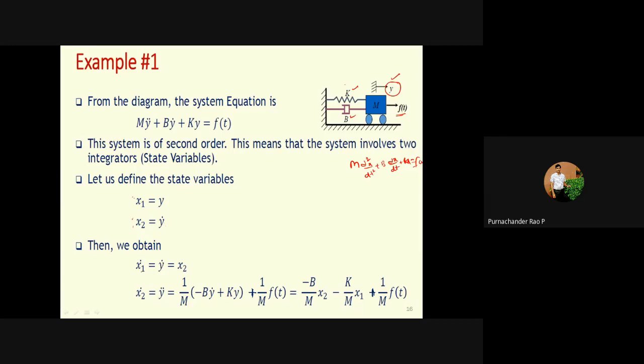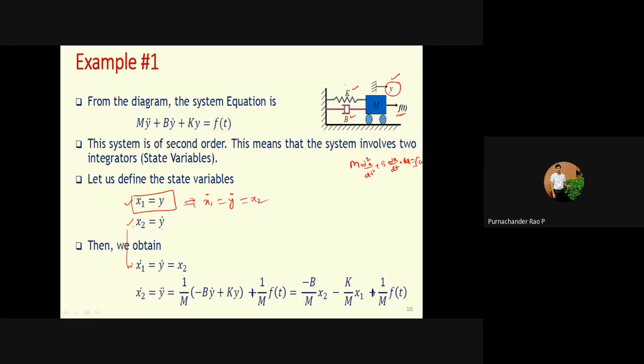Then what is x1 dash? X1 dash is equal to y dash. Normally x1 we assumed as y, and therefore x1 dash is equal to y dash. But y dash is equal to what we assumed here again, which is x2. So this is your first equation. And then x2 dash. You need to differentiate the two state variables you have taken. X1 and x2 are there, so differentiate them. So x2 dash is equal to y double dash.